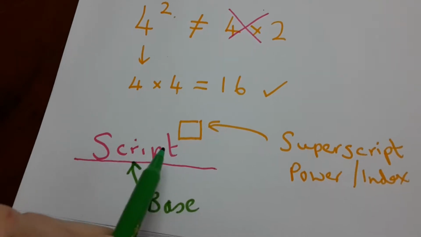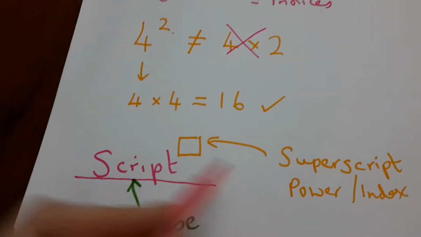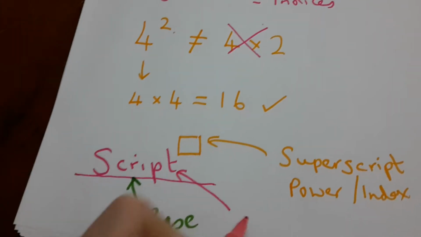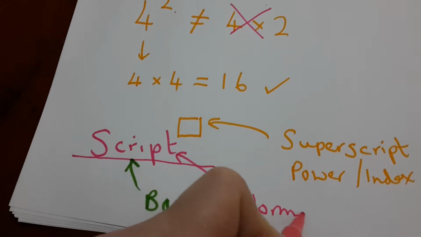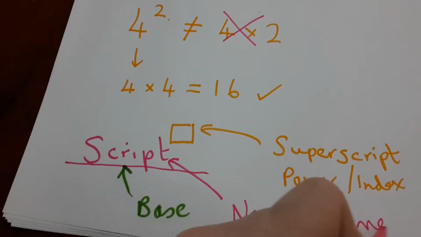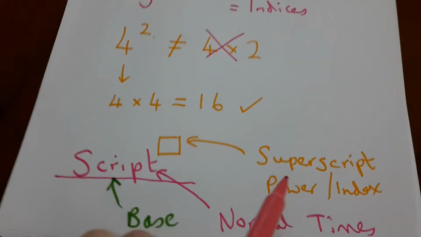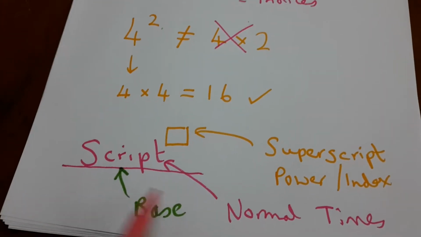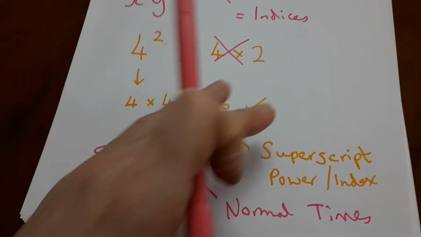If the item is just written in script without any superscript, script shows us that it's just a normal times. There's nothing special about it. Whereas as soon as you see something floating, that's superscript, so you know that you have to look at the script number and times it by itself that many times.